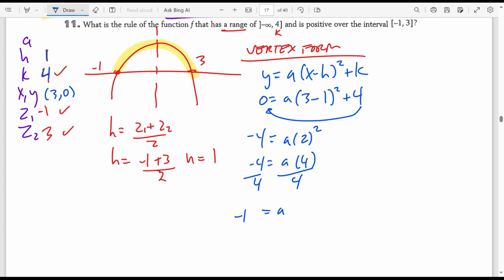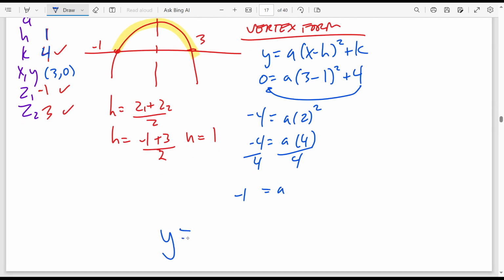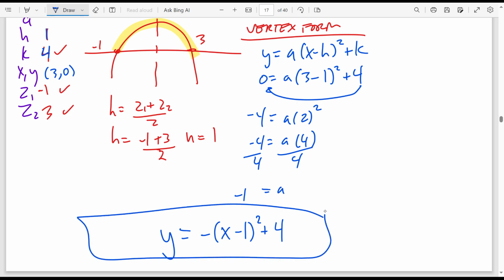The question said, what is the rule? So you are not done yet. You would literally just have to write negative x minus 1 squared plus 4. That would be you satisfying the requirements of the question. All of those guys there.